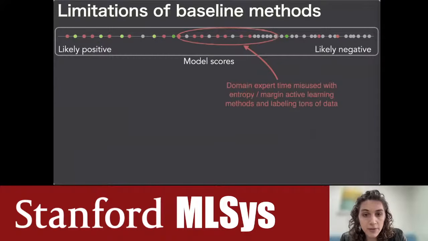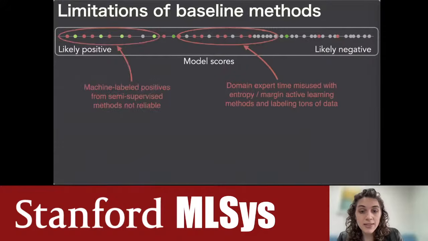Active learning methods will misuse the domain expert's time by asking them to label less useful examples. And also, just even labeling that much data to begin with with a single expert is difficult. On the other hand, semi-supervised methods that generate many labels by automatically labeling data will label positives as hard negatives, or will label hard negatives as positives, which will make the training set very noisy.